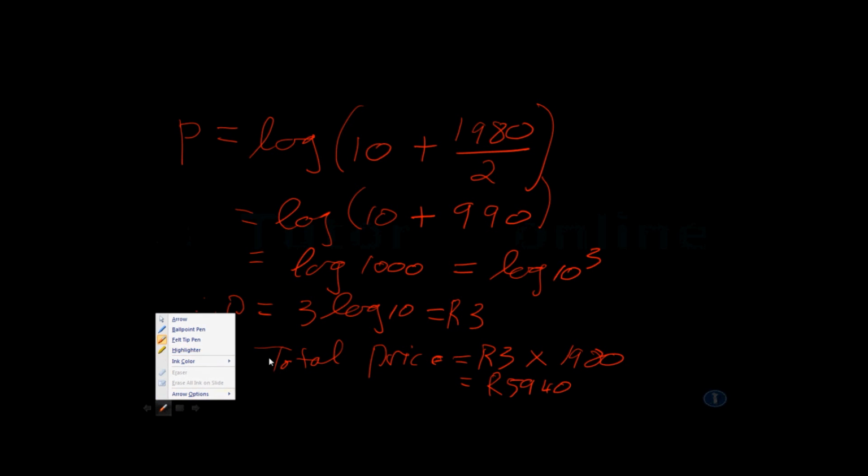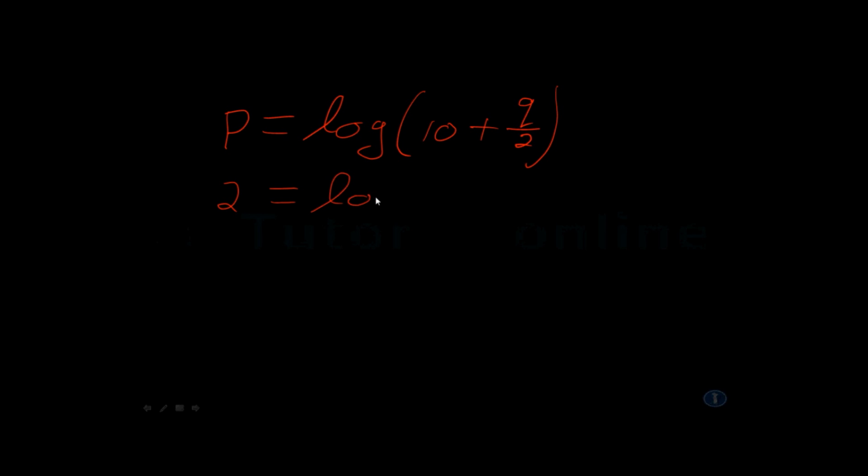and looking at the second part of the question. The second part of the question, just to remind us, is to determine the number of items in a consignment if the price of each item is 2 rand. We again start with the formula that the examiner has given us. He said the price of each item is the log of 10 plus the number of items divided by 2. We now have 2 rand for each item, so that means that 2 is equal to the log of 10 plus Q over 2.